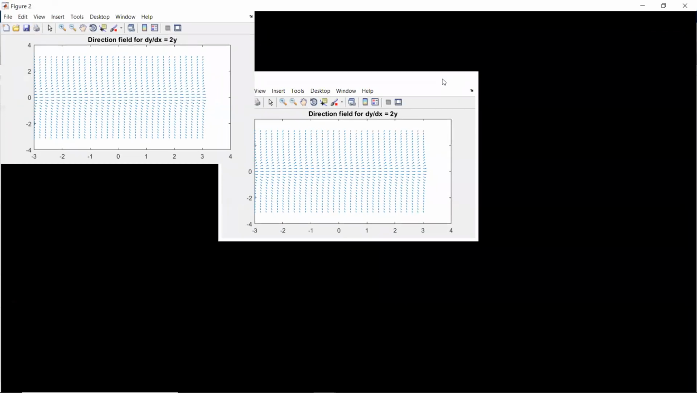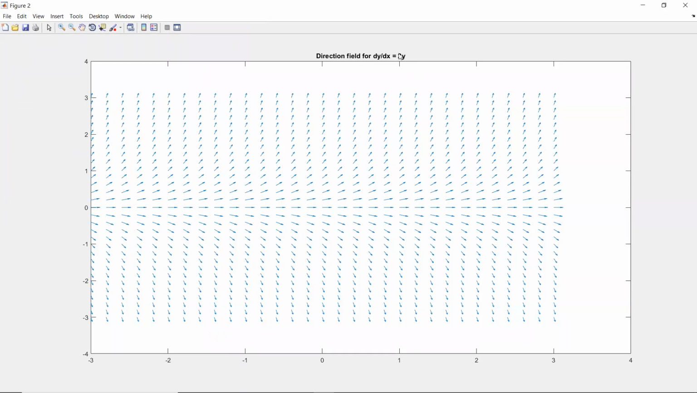And the same can be done for another direction field. So here I choose the differential equation y prime equals 2y. The solution is, again, an exponential function, but this time the coefficient is positive, which means the solution should be e to the power of 2y. And exactly this happens. The solutions following this direction field are the usual exponential functions.